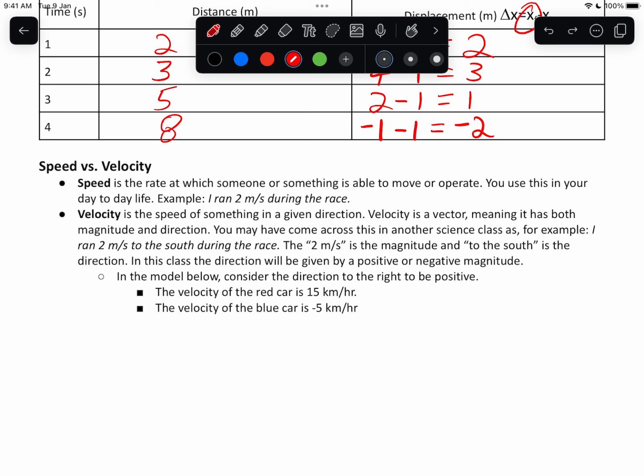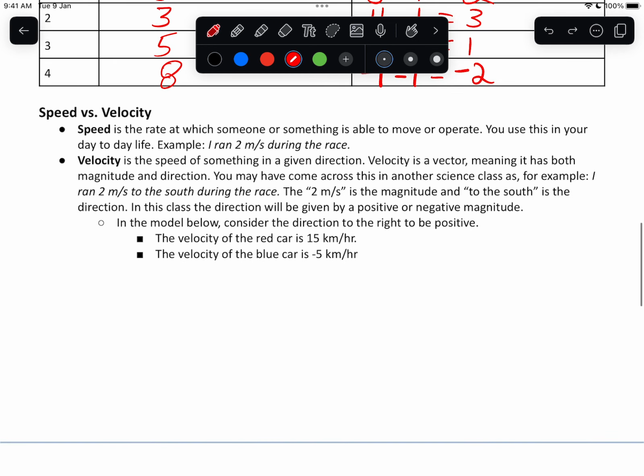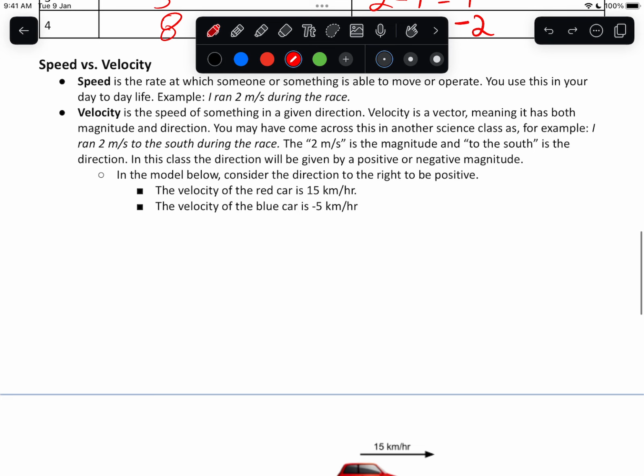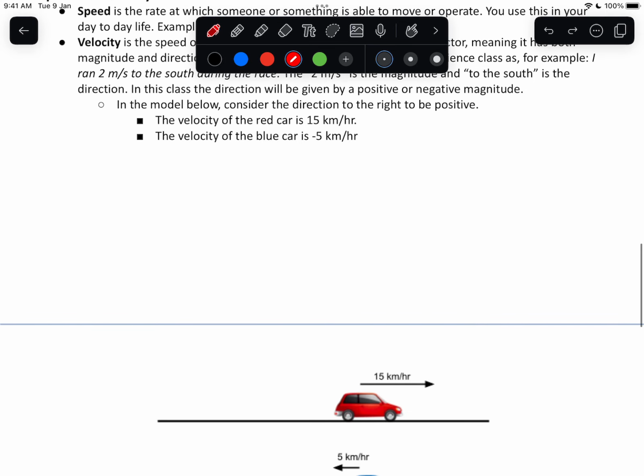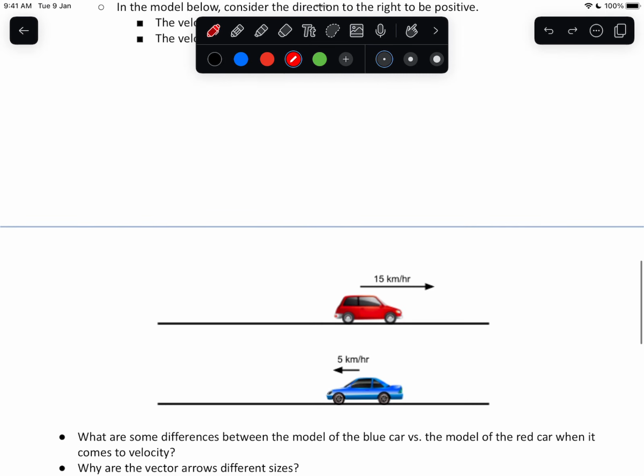You may have come across this in another science class, as for example, I ran 2 meters per second to the south during a race. The 2 meters per second is the magnitude, and to the south is the direction. In this class, the direction will be given by a positive or negative magnitude. In the model below, consider the direction to the right to be positive. The velocity of the red car is 15 kilometers an hour. The velocity of the blue car is -5 kilometers per hour.